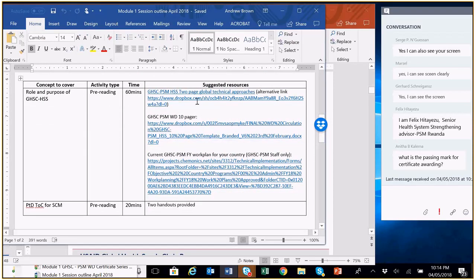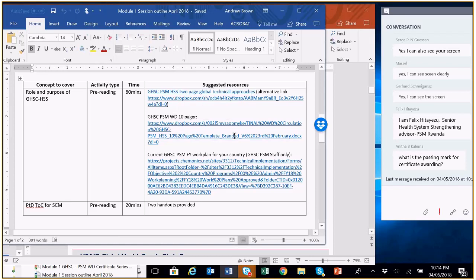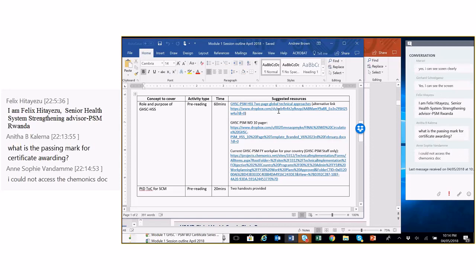This particular link will take you to a Dropbox, and for those of you who are wondering, this particular session outline was an attachment to the invitation you were forwarded. And this particular Dropbox will take you to the global technical approaches for our project that will explain in a quick 2 pages. If you had trouble doing the Commonics link, then you'll be able to use the Dropbox link because I organized that. So just try that second link.